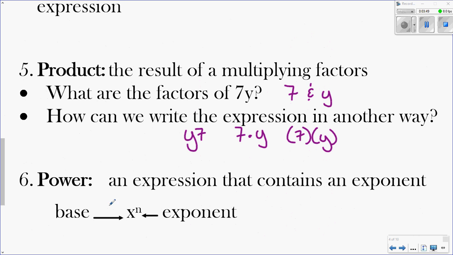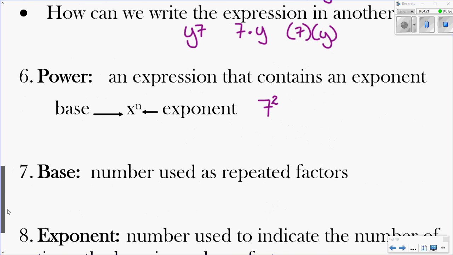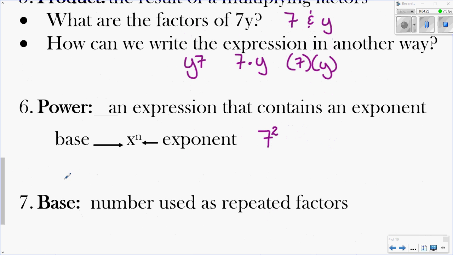Power. A power is an expression that contains an exponent. You've got the base, which is x, and then the exponent, which is a superscript. That's what you call it when it's up on the top near a variable or number. The base plus the exponent together gives you a power. So if you had something like 7 to the second power, this is a power.